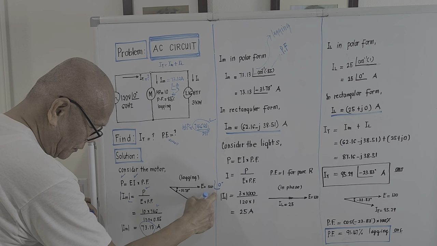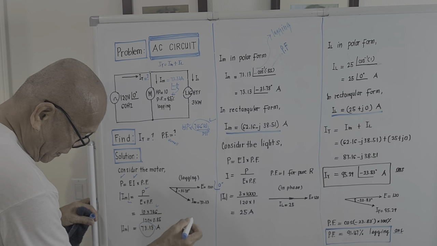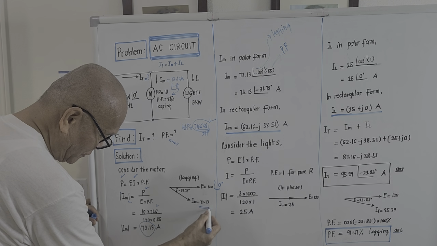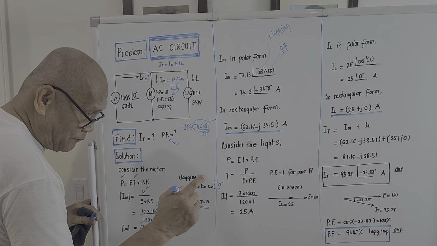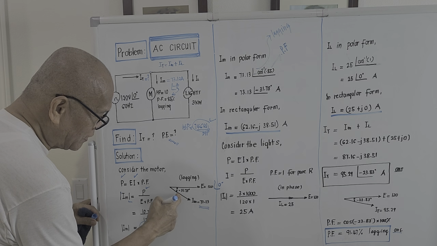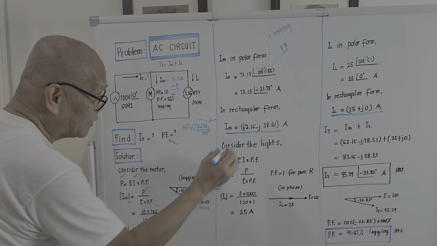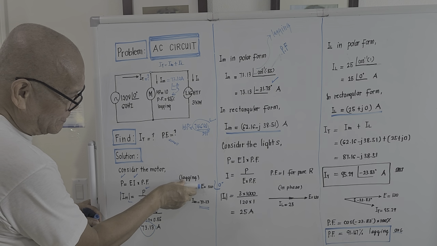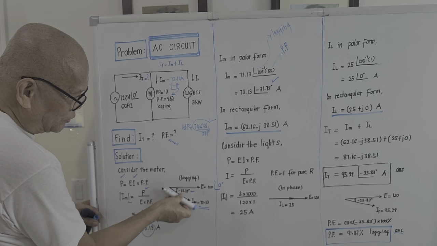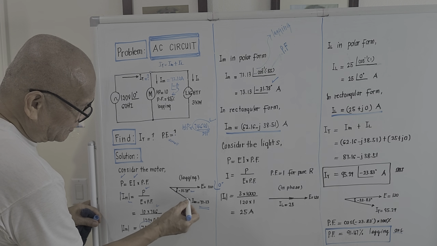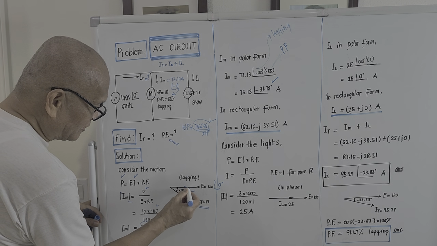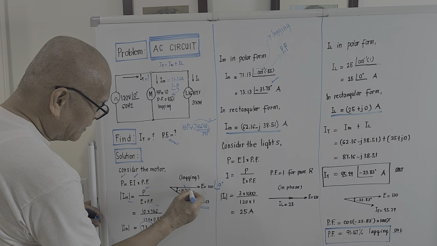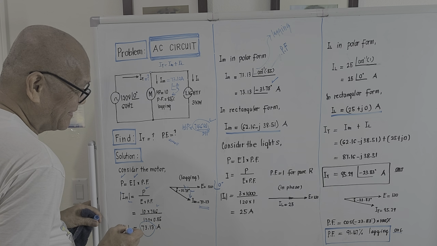It's always a reference vector. And the computed current has a magnitude of 73.13, and the phase angle difference is negative 31.78 degrees, the one we computed here. So this is the applied voltage. This is the current due to the motor. This current here has two components: a real part and an imaginary part.